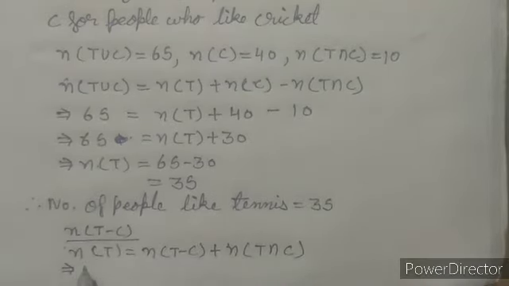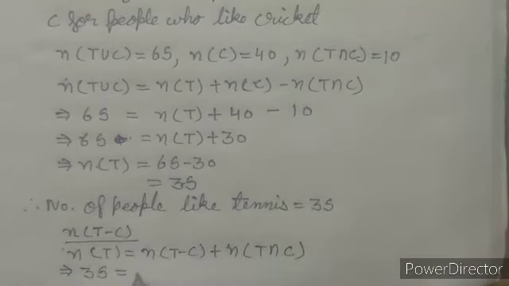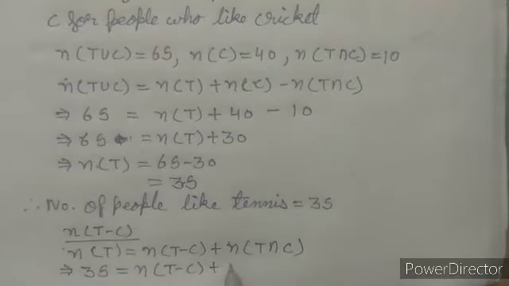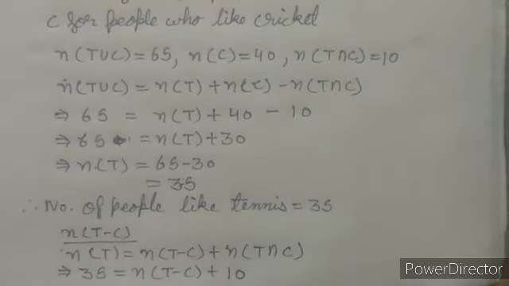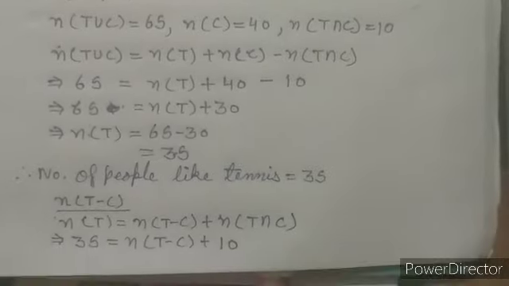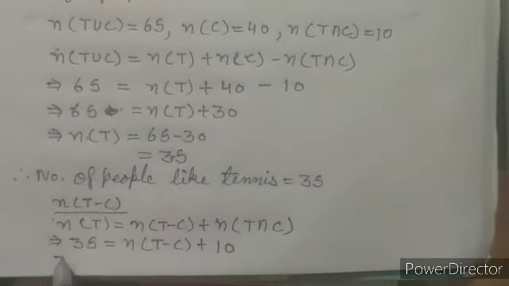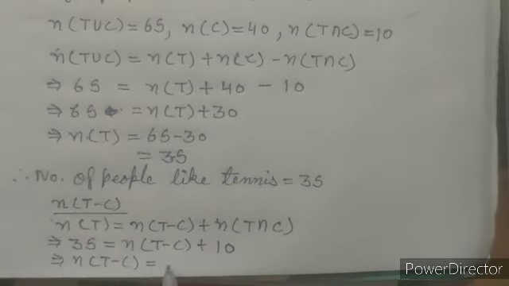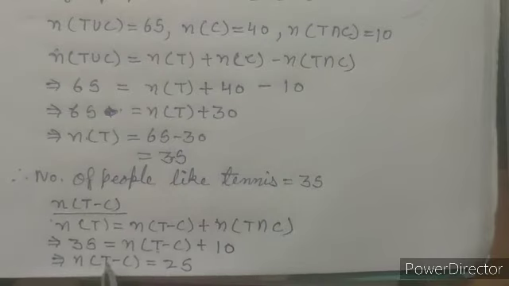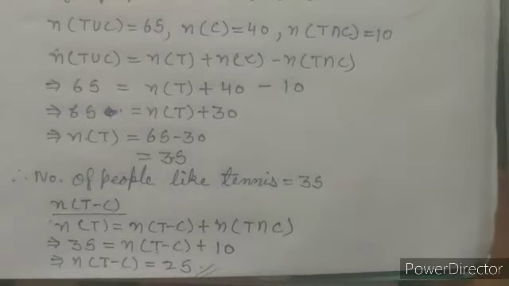Now n(T) was 35, equal to n(T minus C) plus n(T intersection C), which was 10. Now this will give us n(T minus C) equal to 25. Thus the number of people who like only tennis and not cricket is equal to 25.